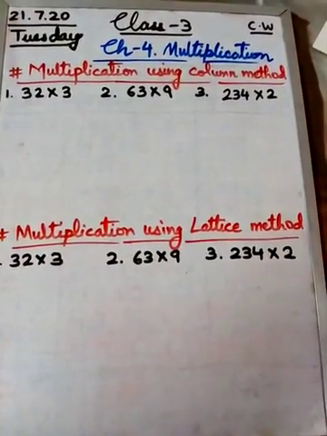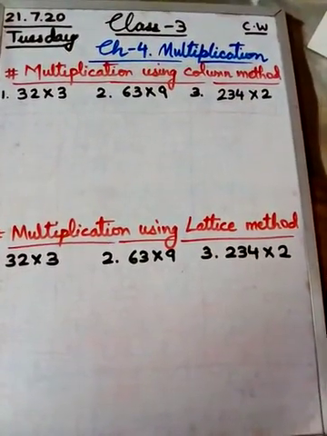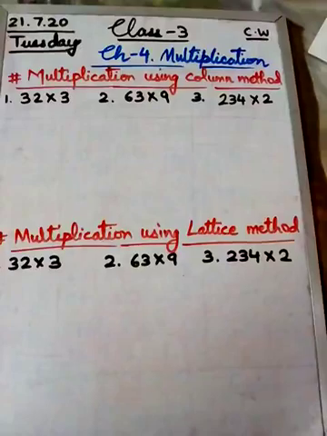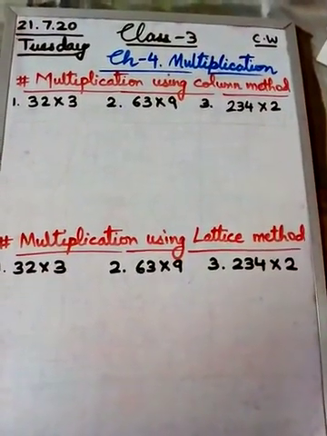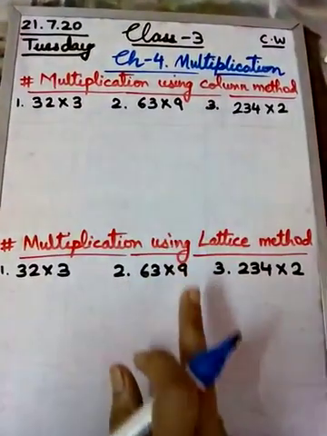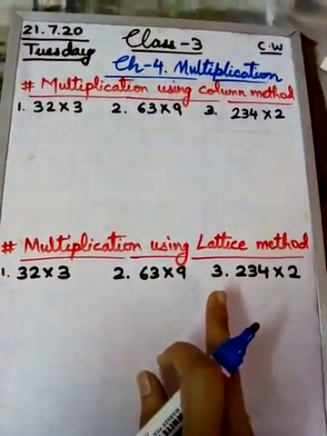Day is Tuesday. So far in chapter number 4, multiplication, we have learned how to multiply numbers using the skip counting method and repeated addition. Today I am going to teach you two different methods for finding multiplication. One is the column method, the second is the lattice method.